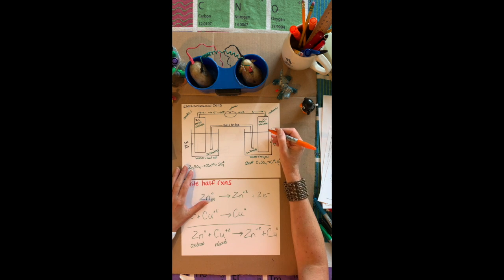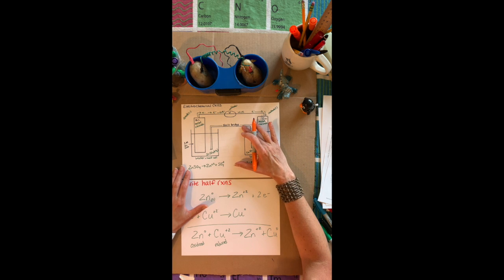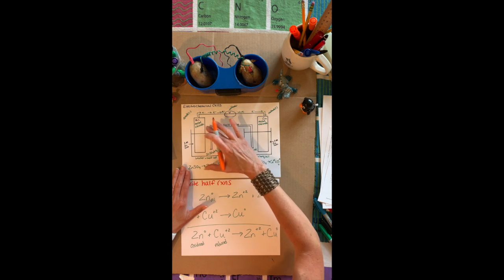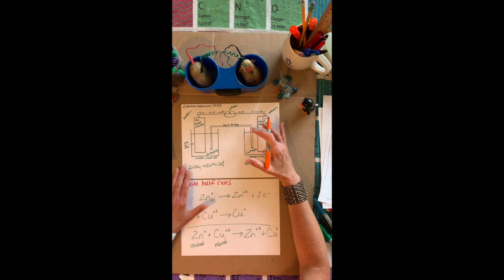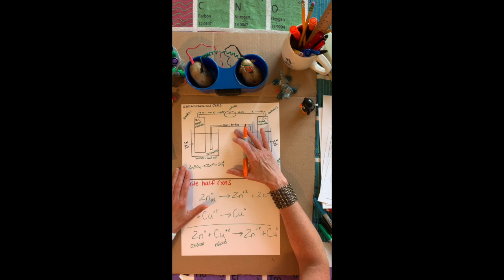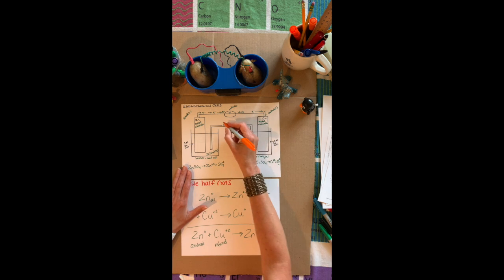So let's add to our labeling here. Okay, I want to talk about this ever important salt bridge, which, as I mentioned before, is a way to connect our two half cells. This salt bridge is going to contain a salt, and salts are ionic compounds. I'm going to give you one example of a salt, potassium nitrate.